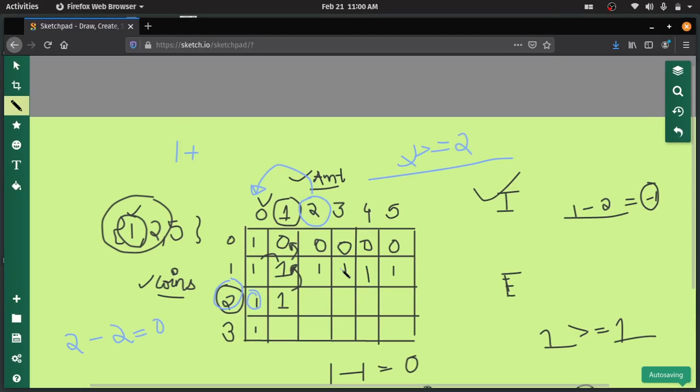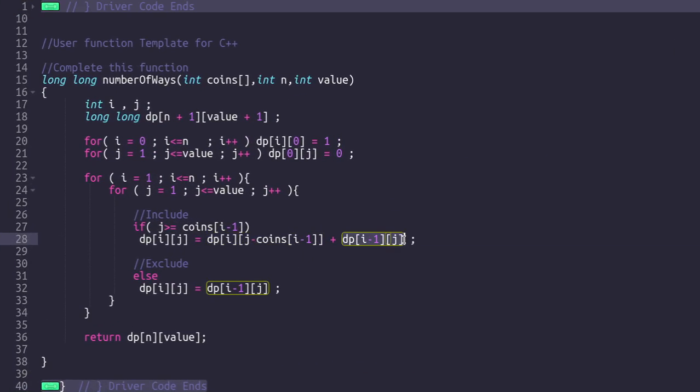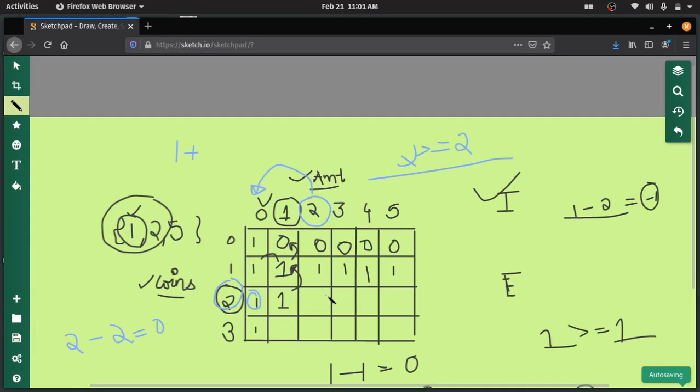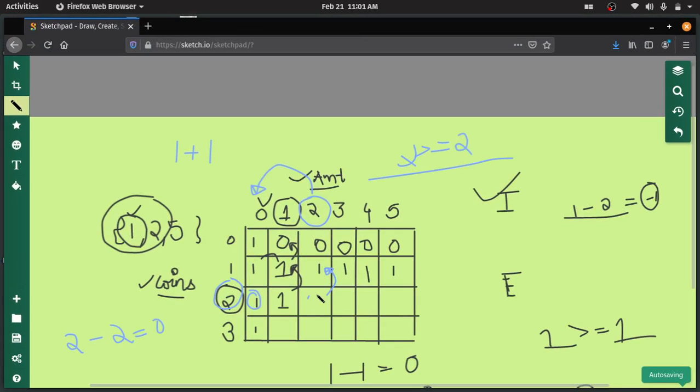And then we are going to exclude the coin. Essentially this means that we move a row up, to this very value right here, and then we look for the answer, and that is 1. So that's going to give me 1 plus 1 equals 2. So this is going to give me 1, and this is going to give me 1. So this is 2. In this way we can fill this whole two-dimensional array, and whatever answer we get right here is our answer.